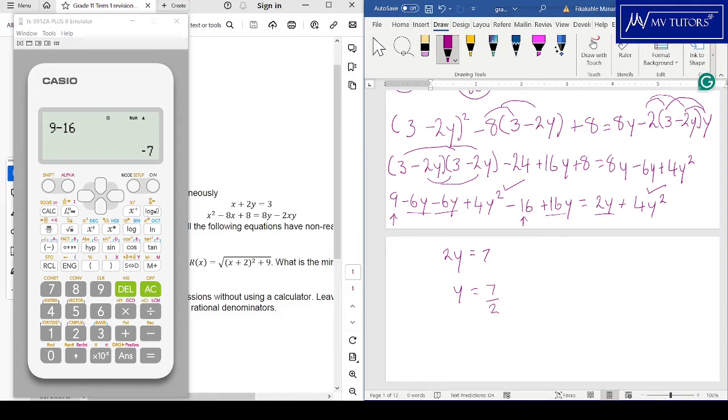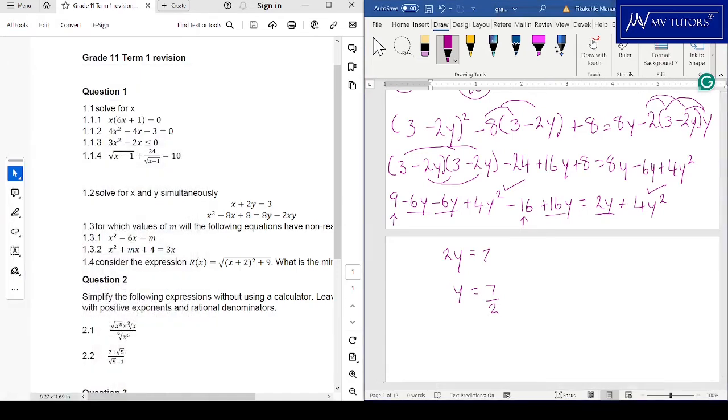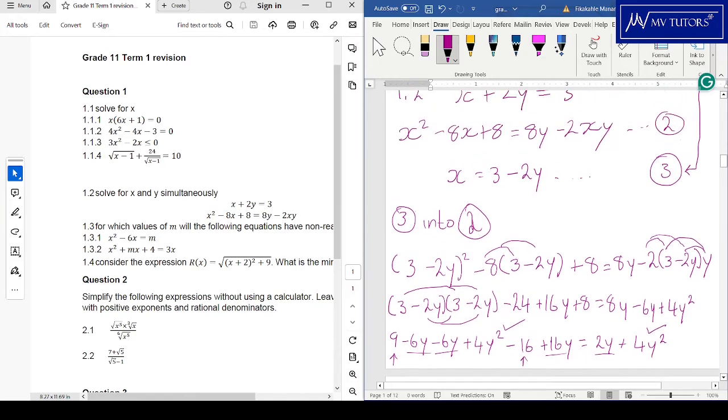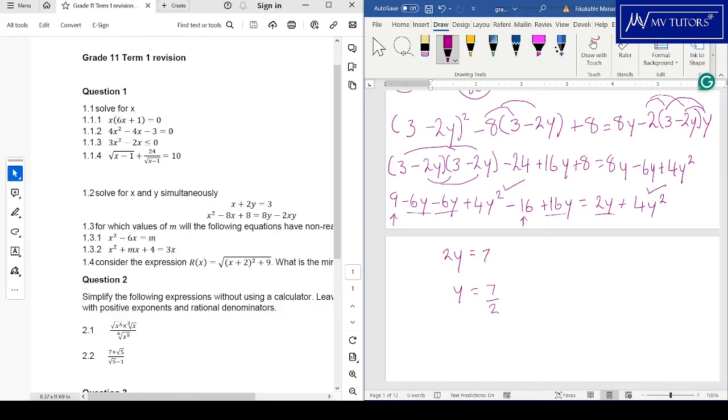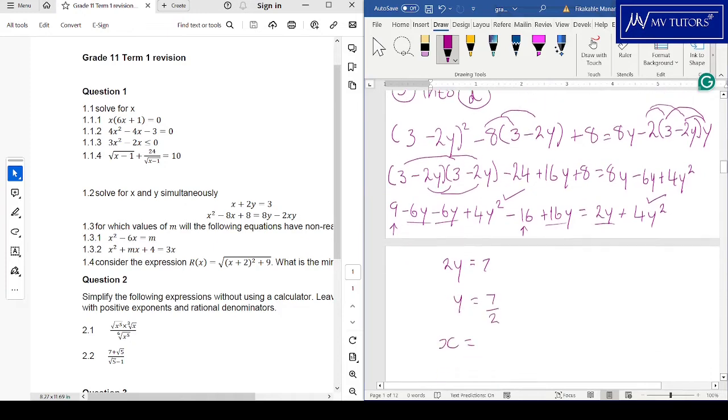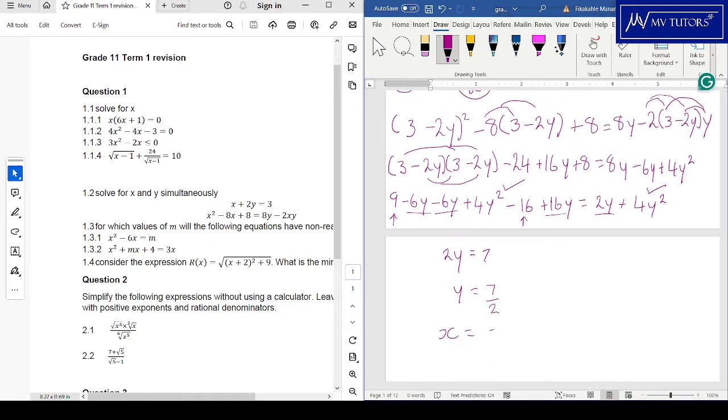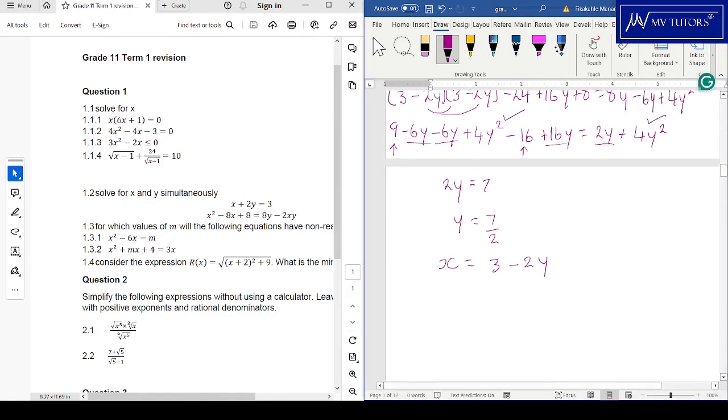So you try this. You try it. Make sure we get the same answer. Okay. So equation number 3 is to solve for x. We use equation number 3, which is x is equals to 3 minus 2y. So that means where I have the y, I'll substitute this number, minus 2, and that number is 7 over 2.